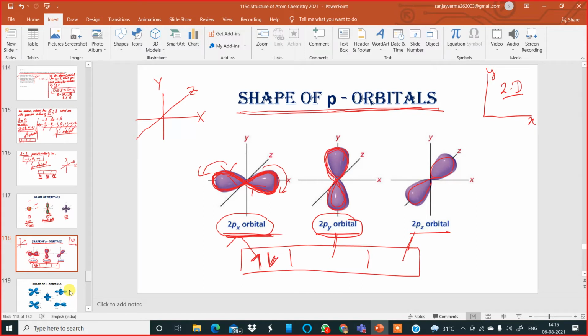Then the third p orbital is the pz orbital. Here you will find the electrons. If there are electrons in the 2pz orbital, then you will find them along the z axis or the z plane. Is this clear now? Yes, sir. Okay, now let me make the idea of the d orbitals also clear.